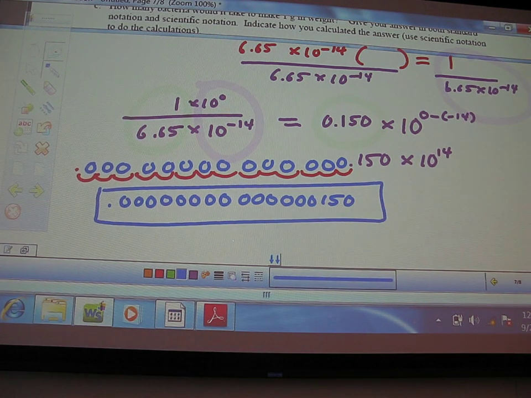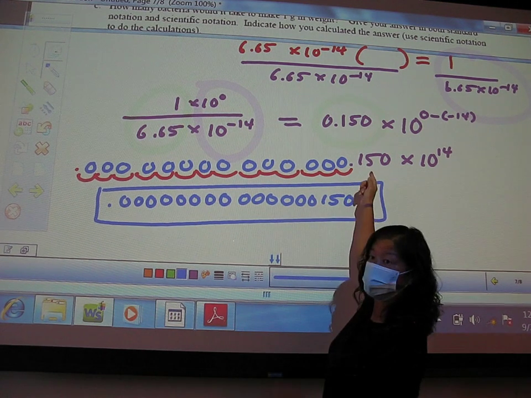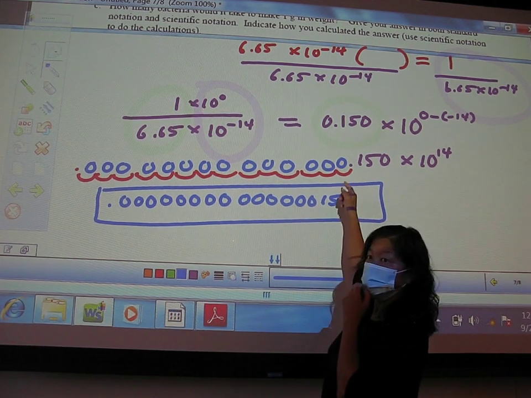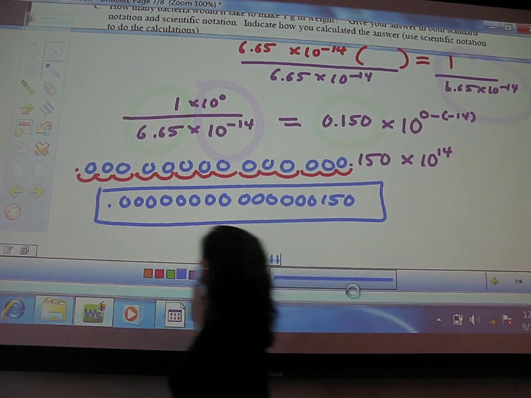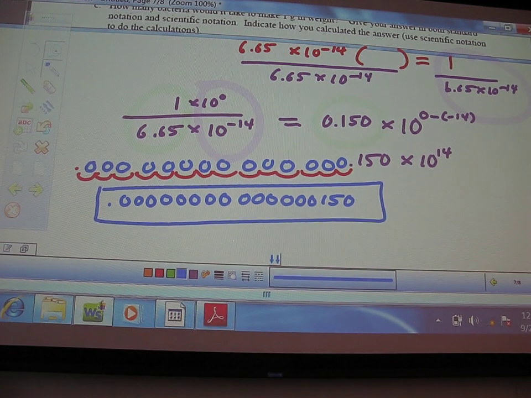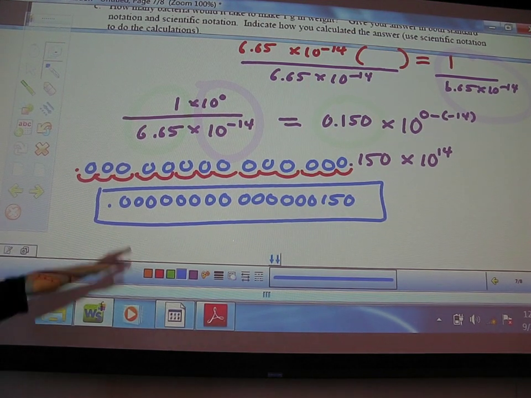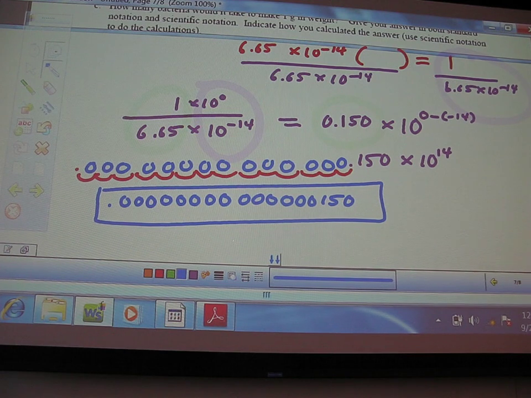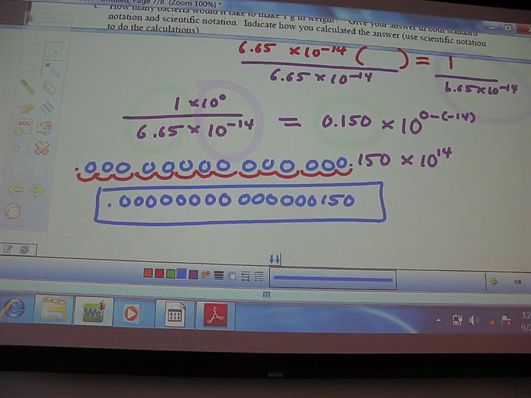I just moved this decimal place over 14 times. Do it yourself on your paper. Don't look at mine. Everyone has this on their paper in standard notation. Now write it in scientific notation. So now that's standard notation.